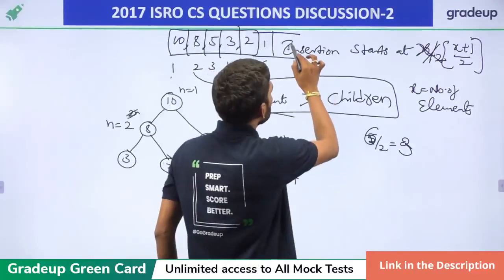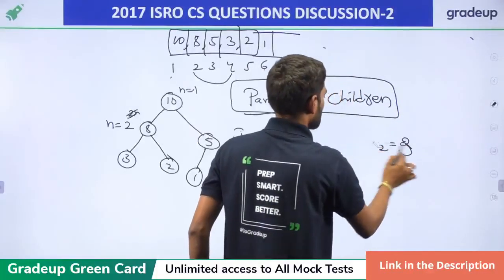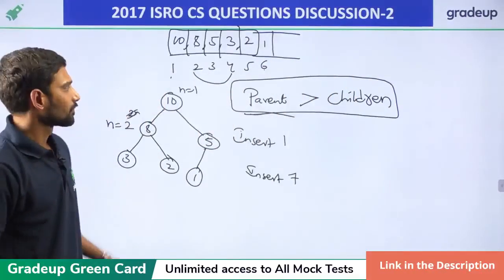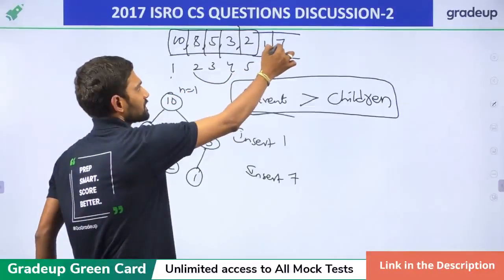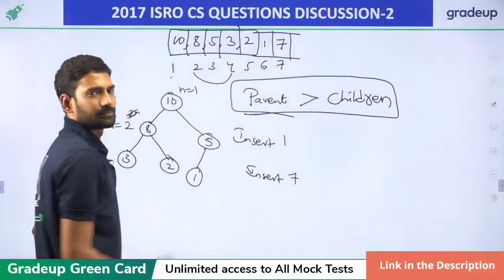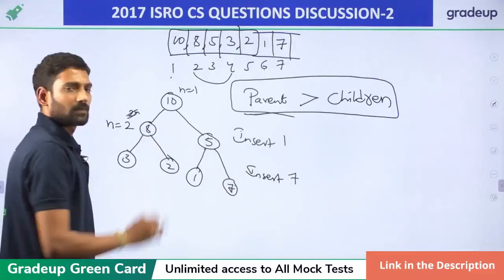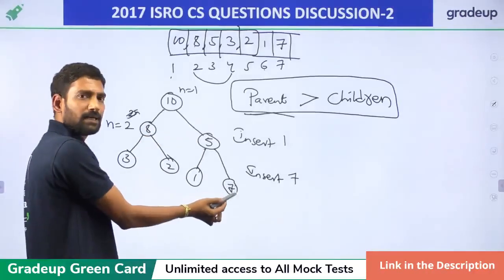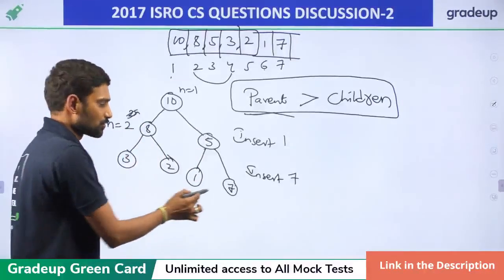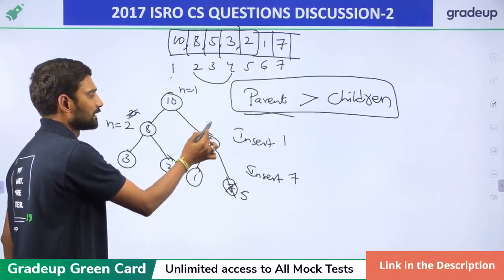Now 7 I should insert. Where do I have to insert first? It is coming at index 7. Right. So initially I insert here. But if you observe, 7 is a bigger element than 5. So children can't be larger than parent. So what you have to do? Swap, exchange. 5 here, 7 here.